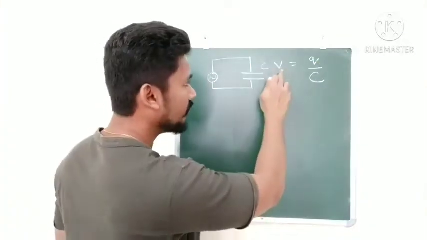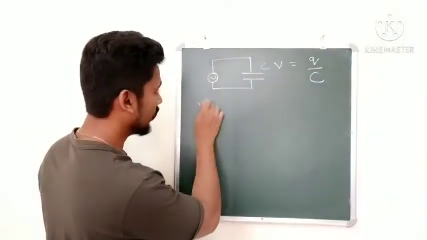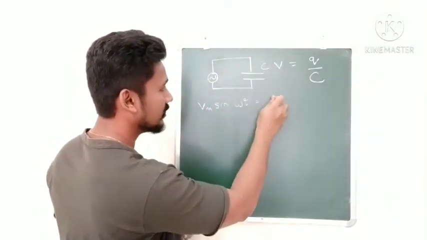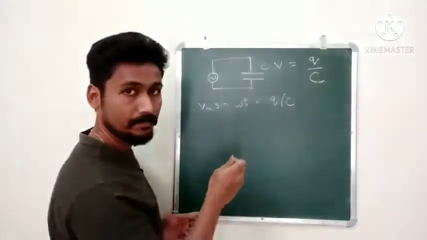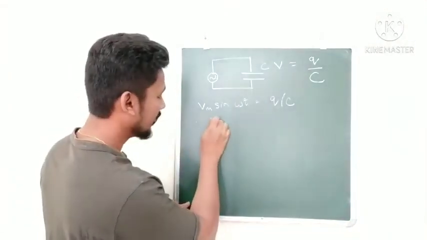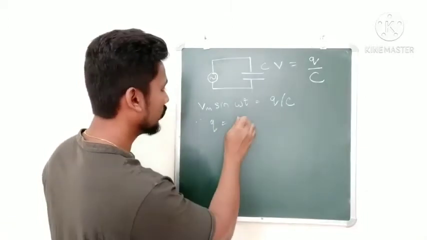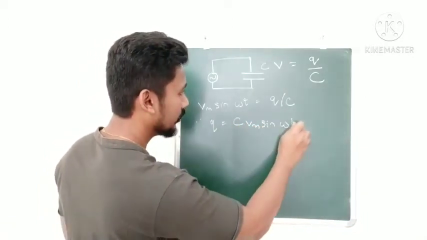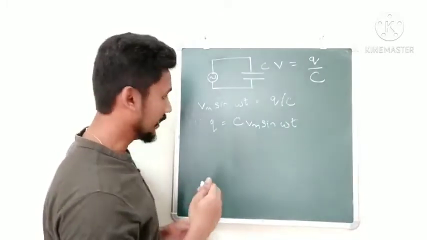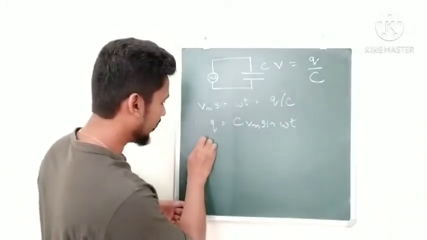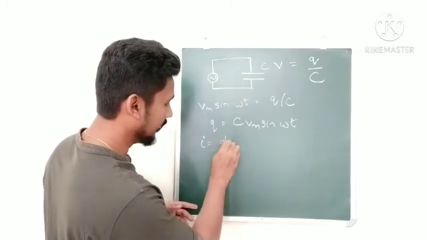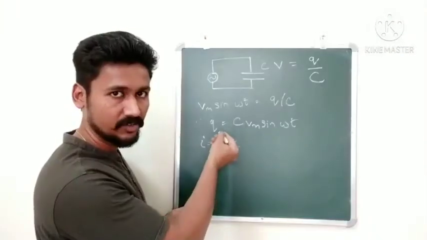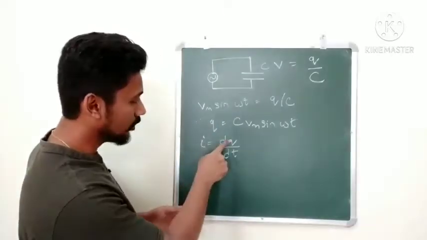Fine. But we know how much is V? This V is equal to Vm sin omega t. This is equal to Q by C. Therefore, you can say Q, the charge, is equal to C into Vm into sin omega t. Okay. Then how do you find out the current? We can find out the current I taking dq by dt. Correct? That is what current is, rate of charge per unit time. So I is equal to dq by dt.